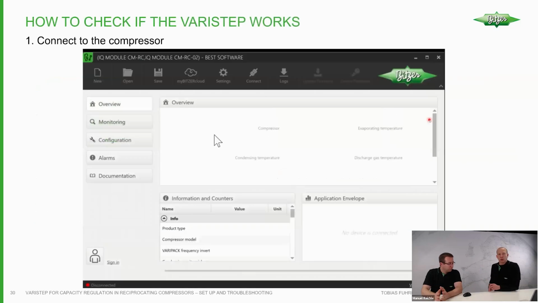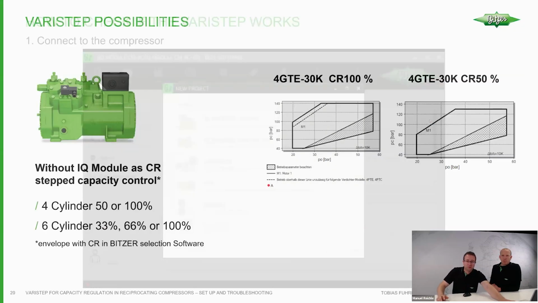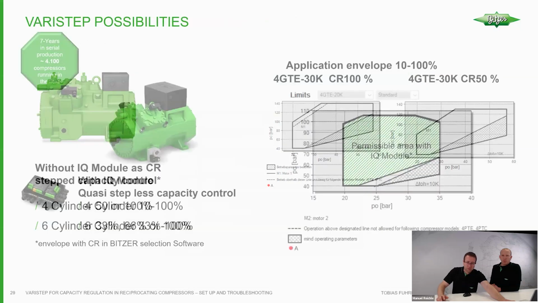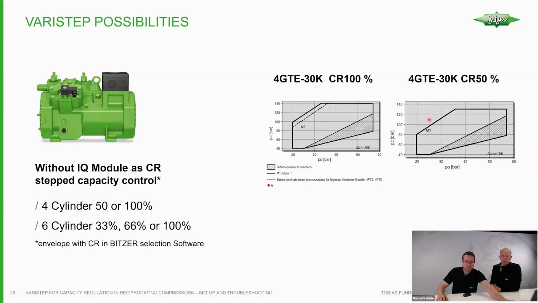In this configuration, it's possible to run it without the IQ module in the 50 or 100% execution. But for the area of stepless control, the IQ module is mandatory to protect the compressor.